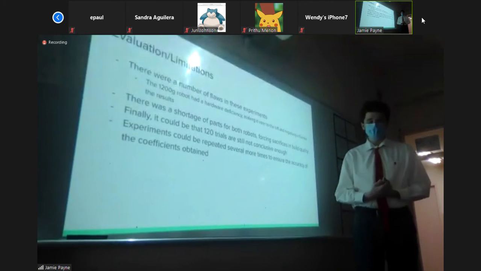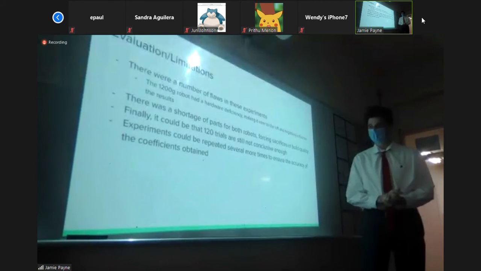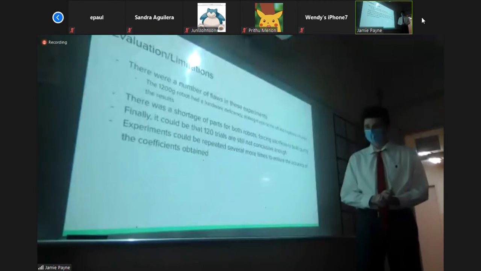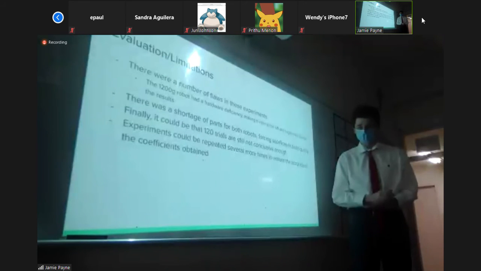Finally, it could be said that maybe 120 trials are still not conclusive enough to make a good conclusion or evaluation. Well, in any case, experiments could be repeated several more times to ensure the accuracy of the coefficients obtained.